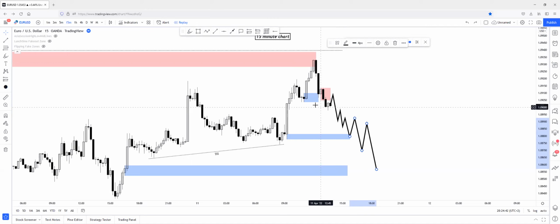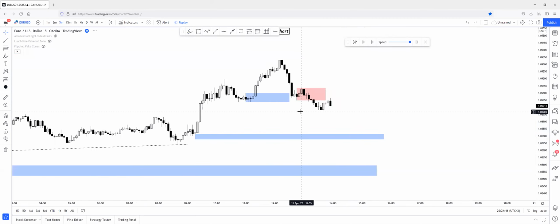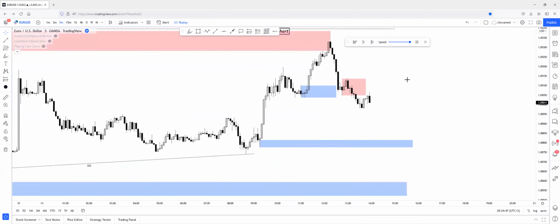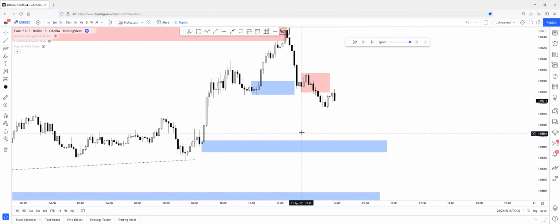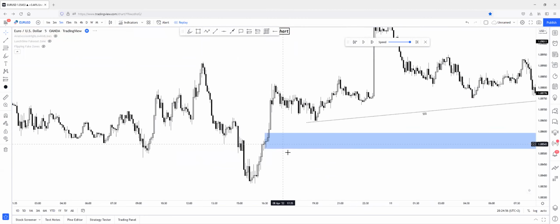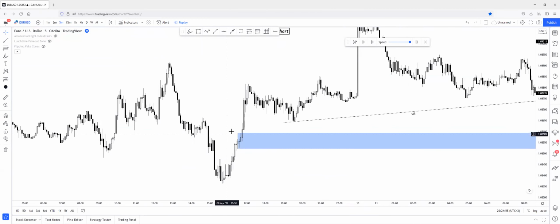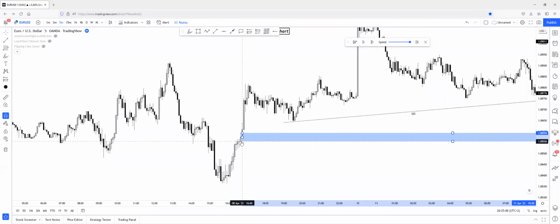So basically, all we have to do now is switch to the 5-minute chart and refine these zones. If I refine this zone, we will have a bigger zone. But I believe, yeah, I will refine it. If I refine this zone, we will have this zone right here. This will be a refinement.